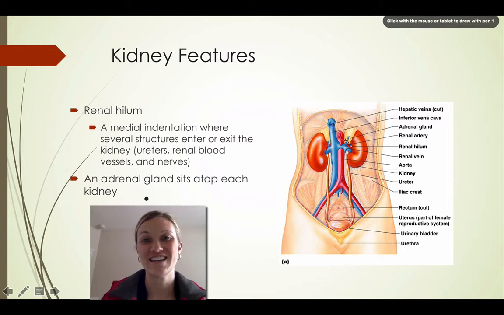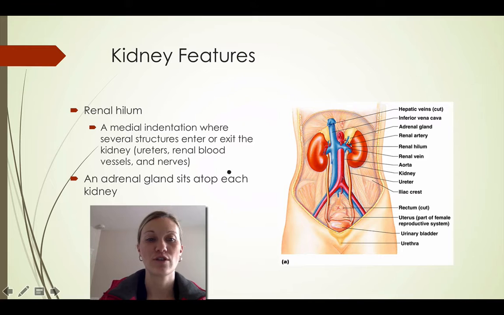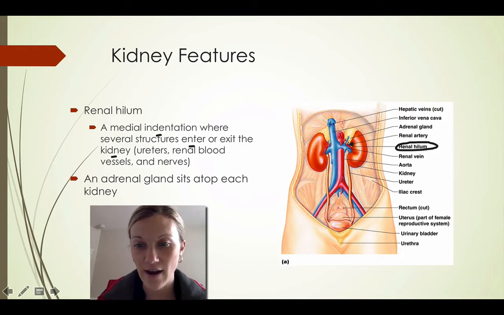The major kidney features here. So the renal hilum, this is a medial indentation where there are several structures that enter or exit the kidney, such as the ureters, the renal blood vessels, and also nerves. So the renal hilum, basically, here I'm going to circle it right here. It's right here, and it is right in here.